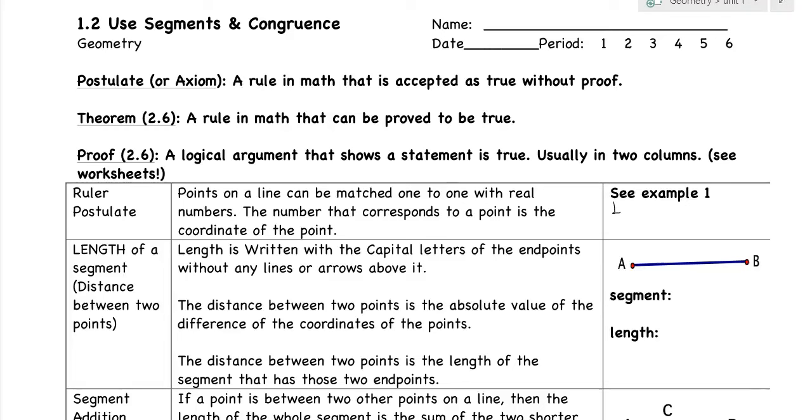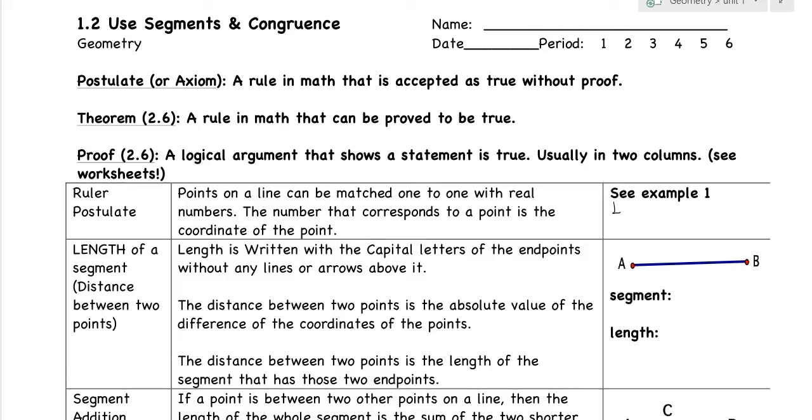Alright, so we're going to take notes here for section 2 in chapter 1, using segments and congruence. So we found out what a segment was last time: the collection of two endpoints and all the points in between them. We're now going to use that to extend our knowledge to do some things with those segments. You're going to hear a couple of funny words.